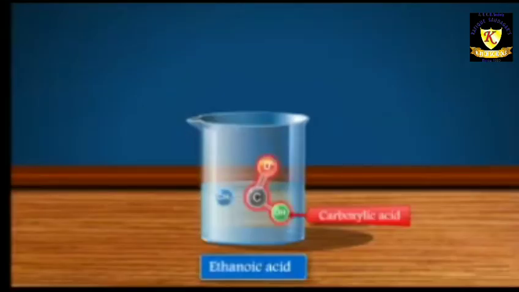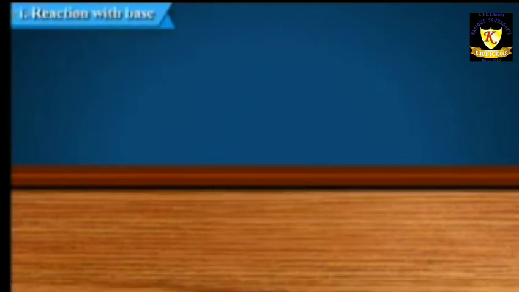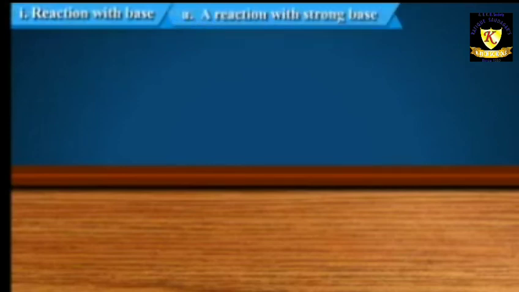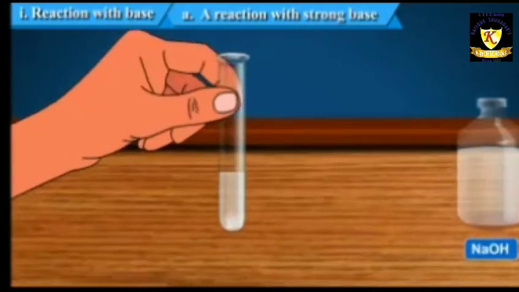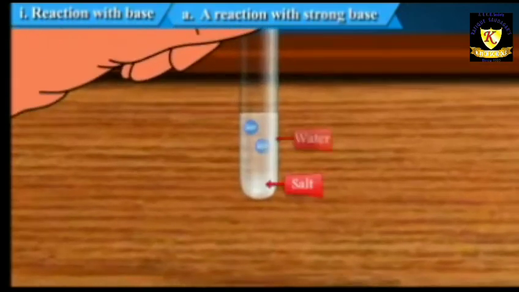Ethanoic acid contains carboxylic acid as its functional group. The chemical reactions of ethanoic acid are mainly due to this functional group. Reaction with base: a reaction with a strong base. Ethanoic acid gives a neutralization reaction with a strong base, sodium hydroxide, to form salt and water.